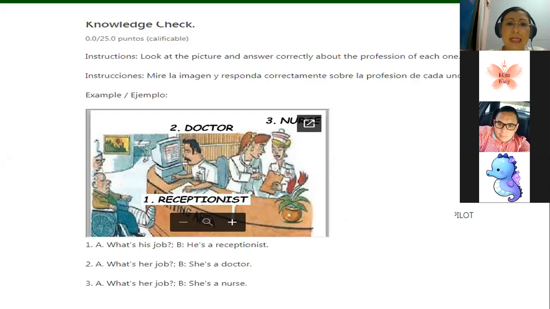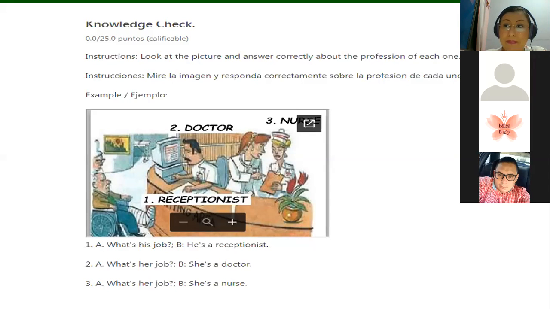Okay, here it says, look at the picture and answer correctly about the profession of each person. Teacher. Yeah? I have a question. Yeah, tell me, Ramir. En el ejemplo que ella dice, no puede ser works talking, que trabaja hablando. Lo que pasa es que lo que está evaluando es la tercera persona del presente simple. Entonces hay que ver qué exactamente está evaluando, ¿sí? Si está evaluando presente simple, es el ocupar la S en el verbo principal. So be careful with that. Hay que tener un poquito de cuidado con eso para no tener respuestas erróneas, ¿sí? Ok, thank you. You're welcome.